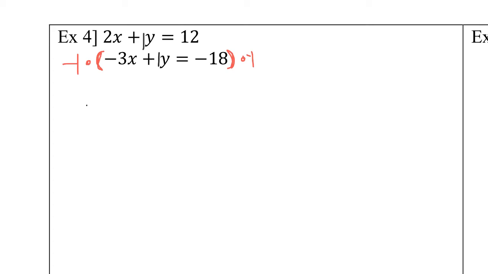So my top equation is not changing: 2x plus y equals 12. But my bottom equation is going to be multiplied by a negative 1. So negative 1 times negative 3x is a positive 3x.